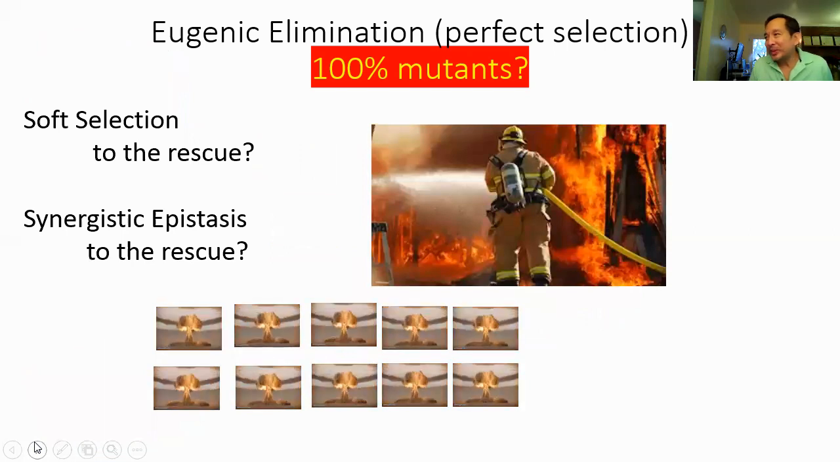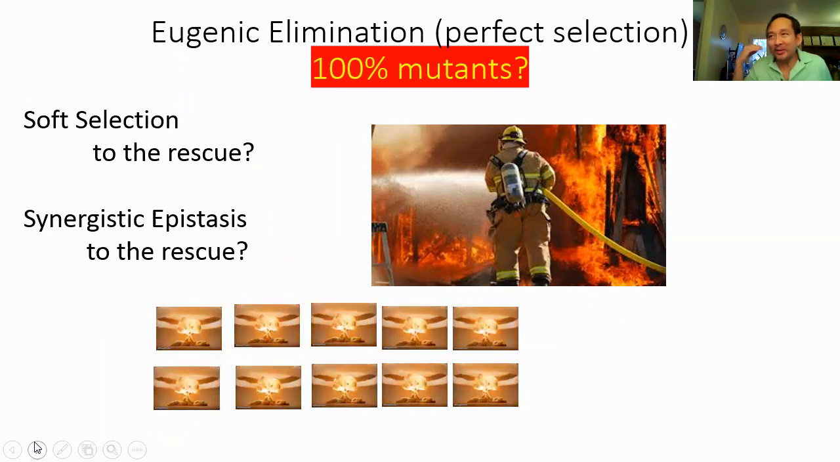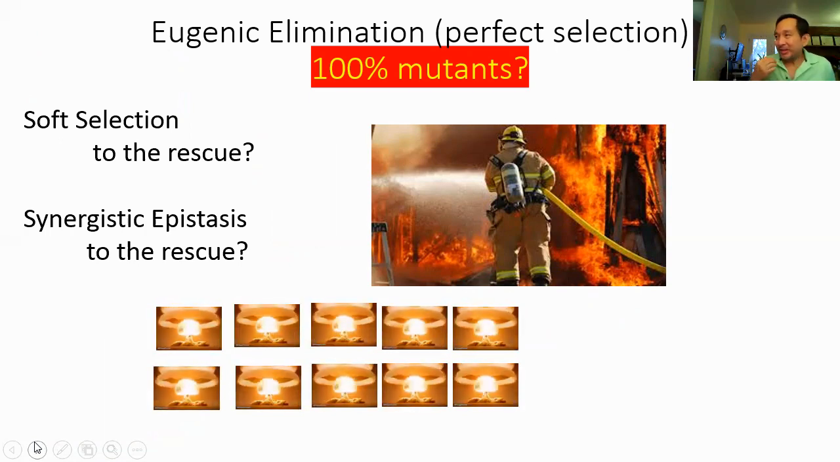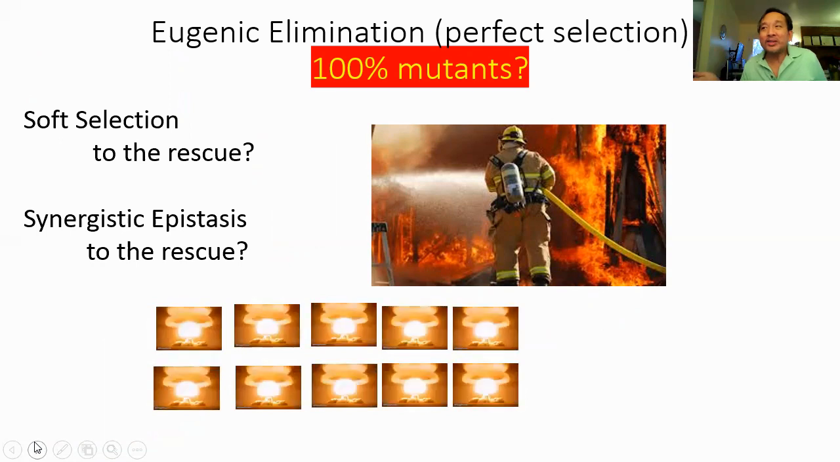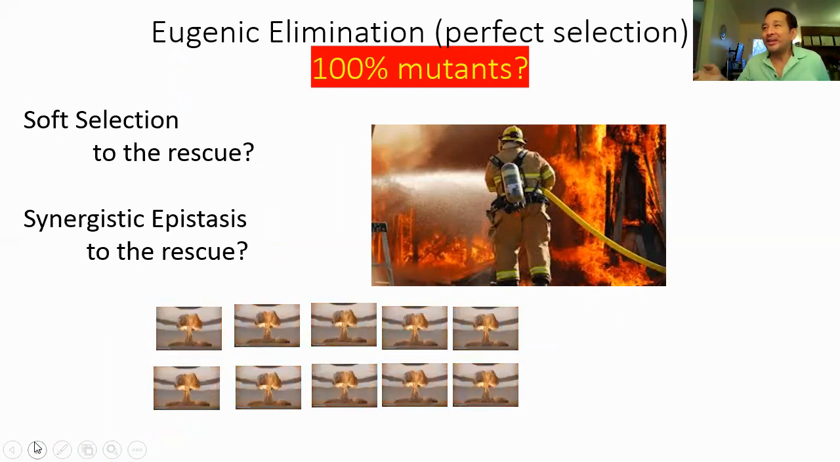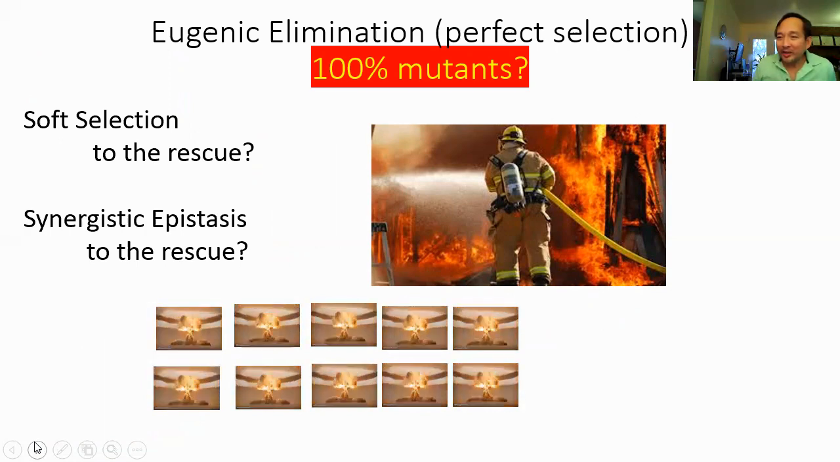So what do we do? There are some proposed mechanisms to solve this problem. Just for completeness, one of them is called soft selection, another synergistic epistasis. I can't cover that in this discussion, and suffice it to say, even these mechanisms are not necessarily considered adequate either, but I laid out the basic problem.